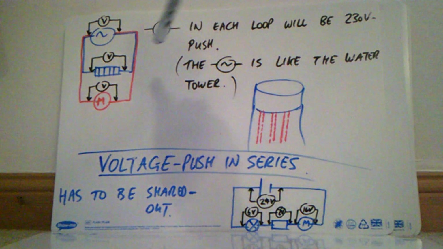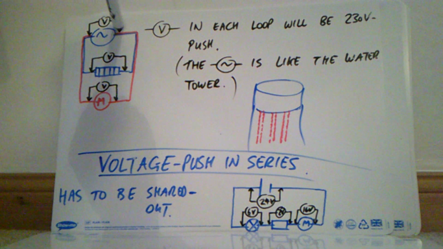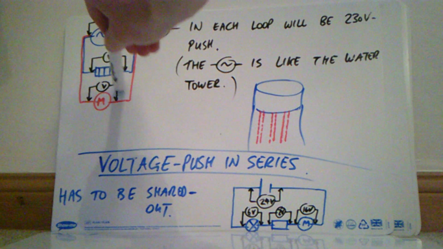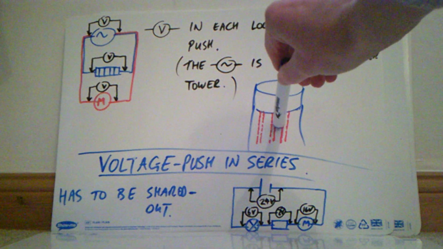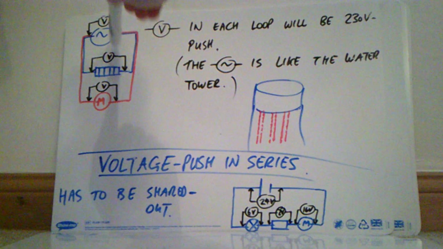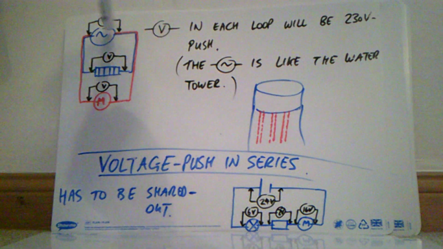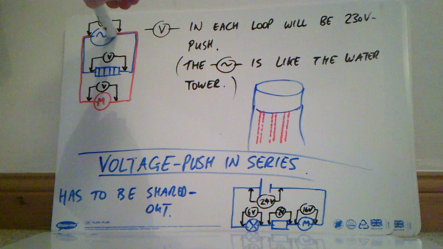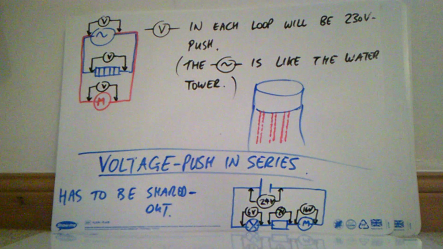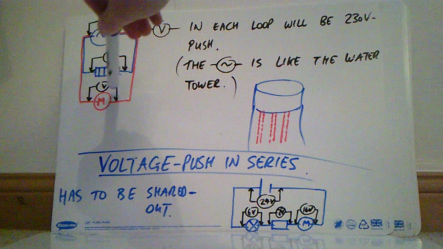So here we have, well, the same circuit as before. The voltage push from the water tank is whatever, and each of the loops attached to the water tank gets the same voltage supply, same voltage source. So in the mains it's 230. So if the voltage supply here is 230 volts, then this circuit gets 230 volts and this circuit gets 230 volts.